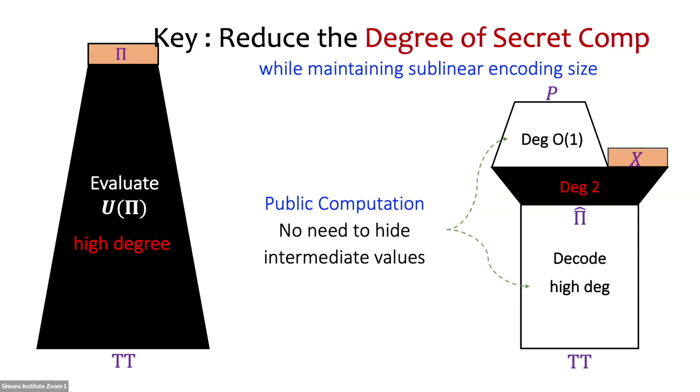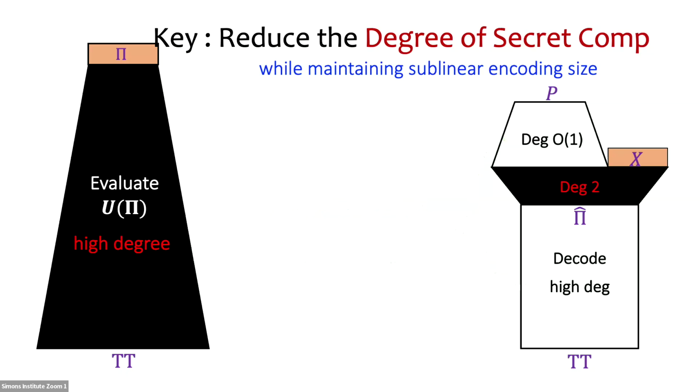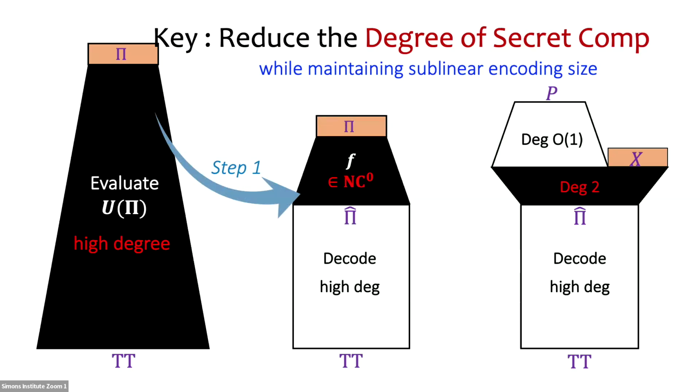And the challenge of doing this is that as we are transforming the computation from one form to another, the size of things tends to blow up. And we really need to make sure that the program encoding remains always sublinear in size compared to the truth table. And next, let's see how to do this. We're going to do this in 2 steps. In the first step, we reduce the secret computation to NC0. And in the second step, we reduce it to degree 2.